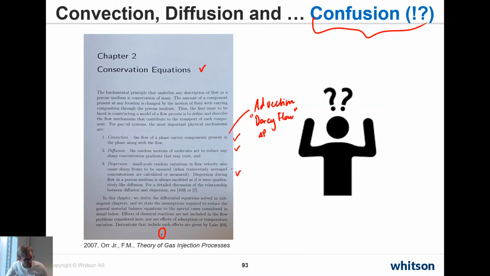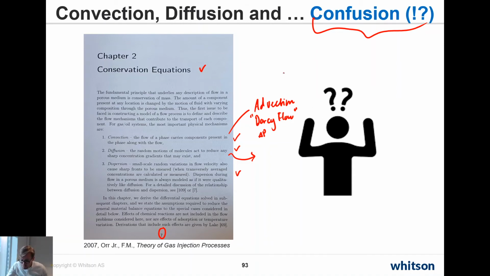Diffusion, which is what we're going to spend a lot of time on here, is the random motion of molecules that act to reduce any sharp concentration gradients that may exist. Okay, so again, it can be a little bit hard to understand this sentence, but I always bring the train analogy that I learned from Kazumi up at Colorado School of Mines.